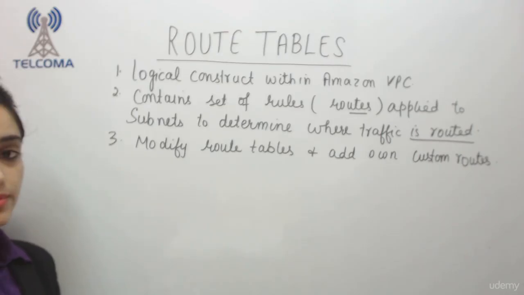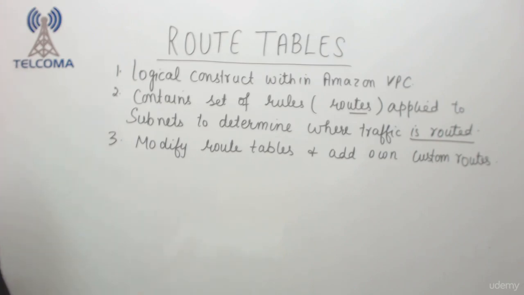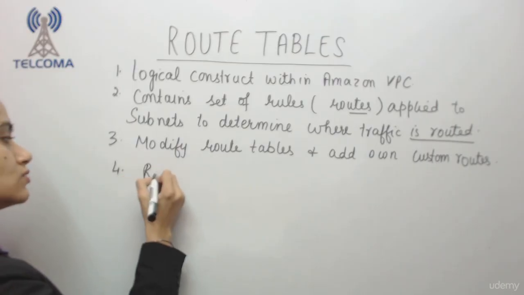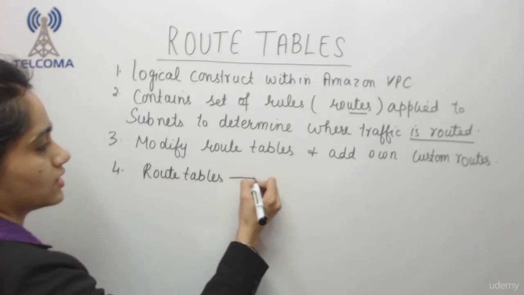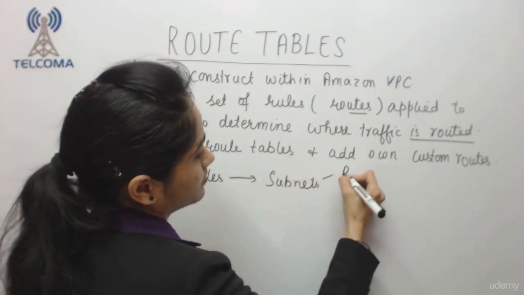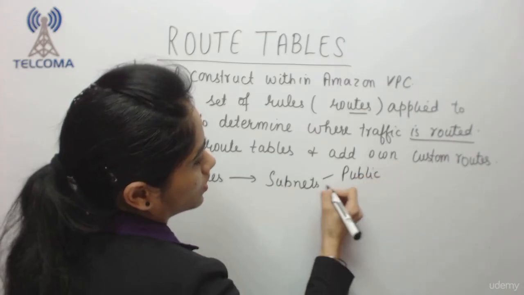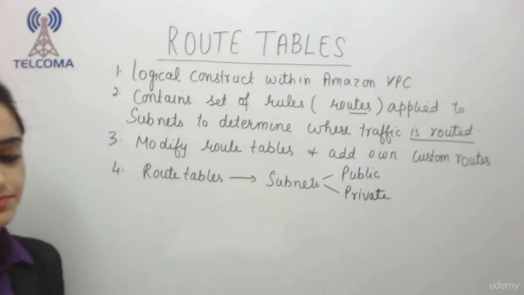Now why do we require route tables? Because route tables are needed to specify whether subnets are public or private. So these route tables will show us whether our subnets will be public or private.